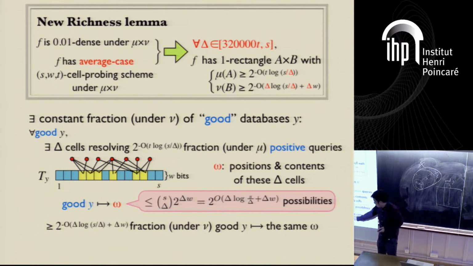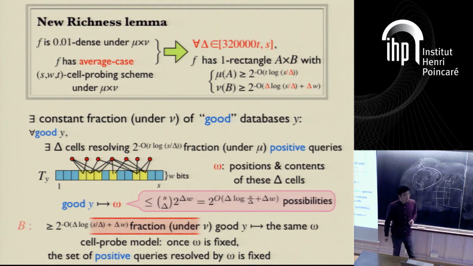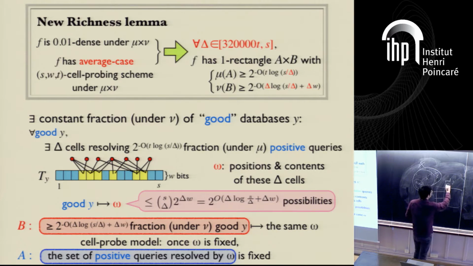And so this means these databases all have the same contents at these positions. So in the cell probe model, by the determinism of the cell probing algorithms, it must resolve the same set of positive queries. And by this claim, this set of positive queries is pretty large. So now it gives us the large monochromatic rectangle. It gives the columns and the rows of the rectangle. And it must be one monochromatic rectangle, because all queries are positive.